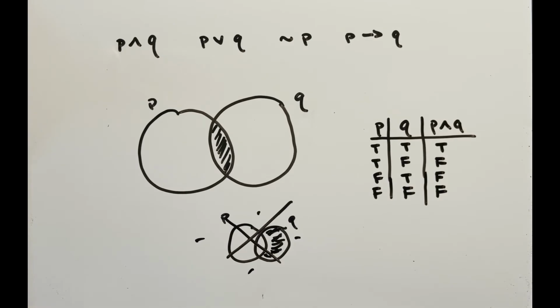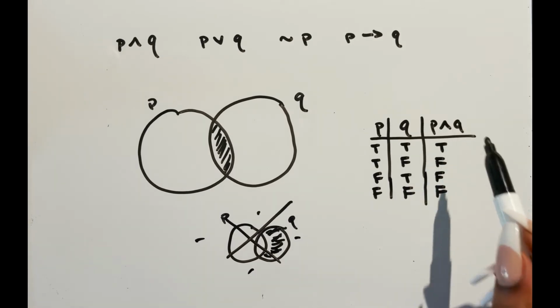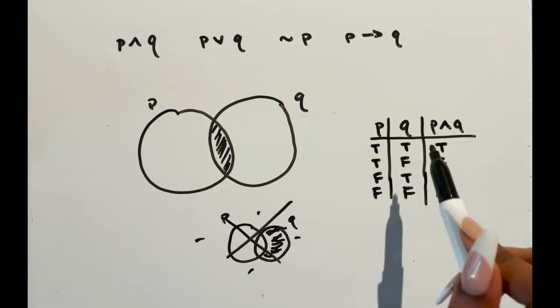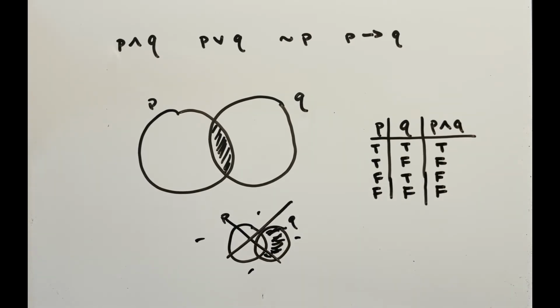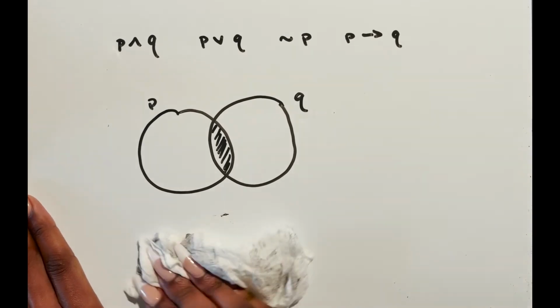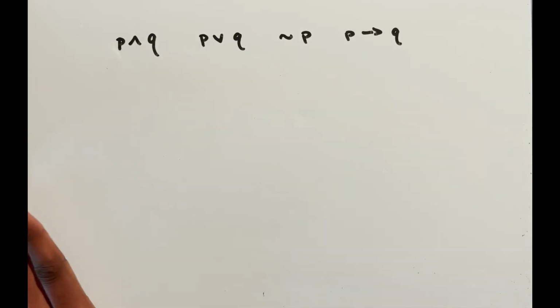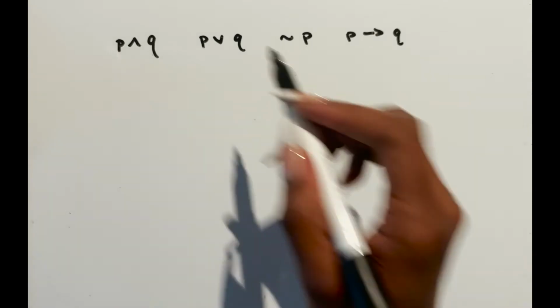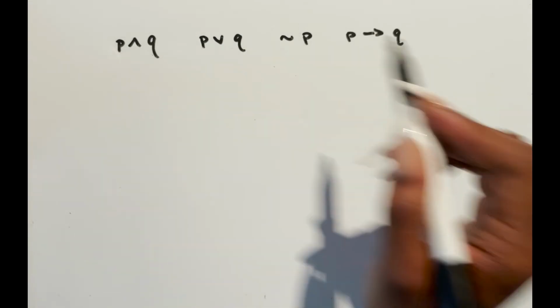Now, we see here that the statement P and Q is only true when P is true and Q is true. Otherwise, this logic statement is false. So this is the truth table for our logic statement P and Q. And now let's move on to our next statement, P or Q. The statement P or Q is represented by this up-facing caret.